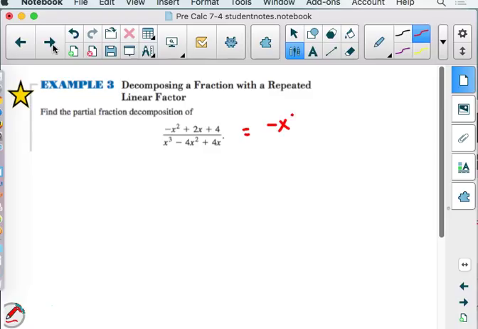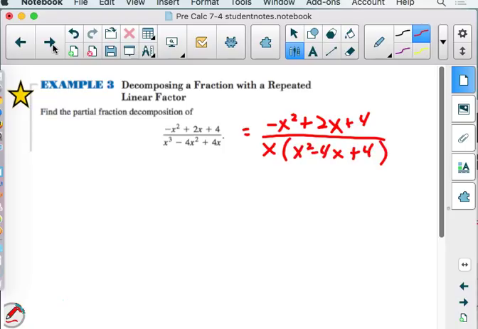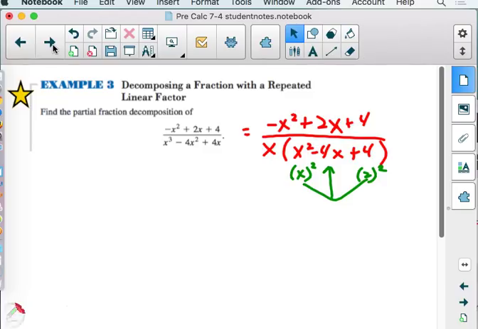So we've got -x squared plus 2x plus 4. We should always check to see if the degree of the numerator is greater than the degree of the denominator, because that means we can actually do the division, and we should. Then on the bottom, I notice a lot of x's. So I pull an x out, and I have x squared minus 4x plus 4. Now that looks a lot like a perfect square trinomial. So let's take a peek. The square root of x squared is x. 2 squared is 4. 2 times x times 2 is 4x.